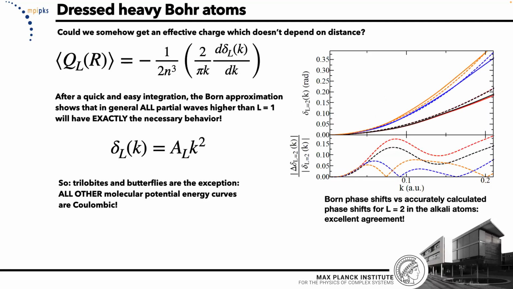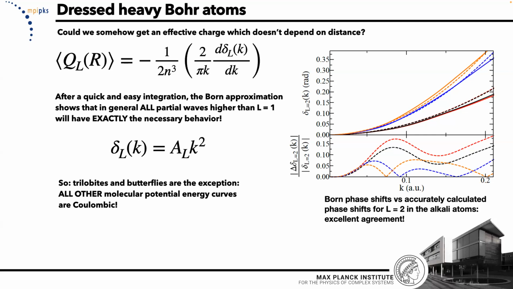And fortunately, in this case, physics or nature, whatever, is very kind to us. Because if you just go and do the Born approximation for higher partial waves in a polarization potential like you have for neutral atoms, you see that actually all higher partial waves follow a k-squared dependence. So they're all proportional to k-squared, with this proportionality constant depending on the polarizability and getting smaller with increasing L.